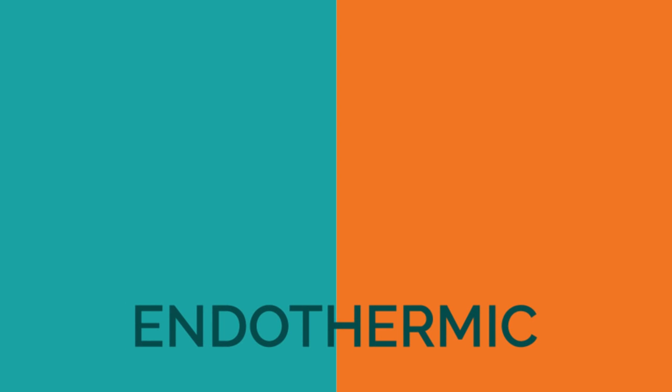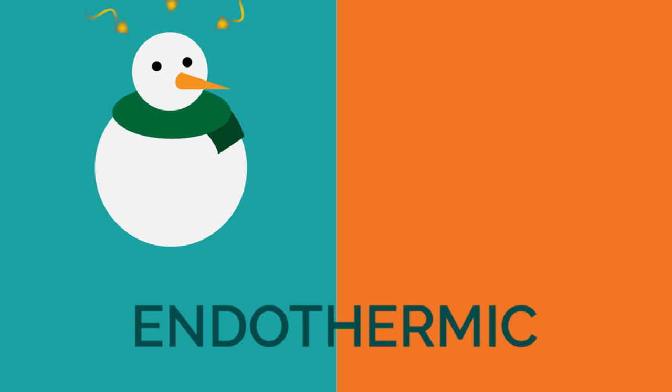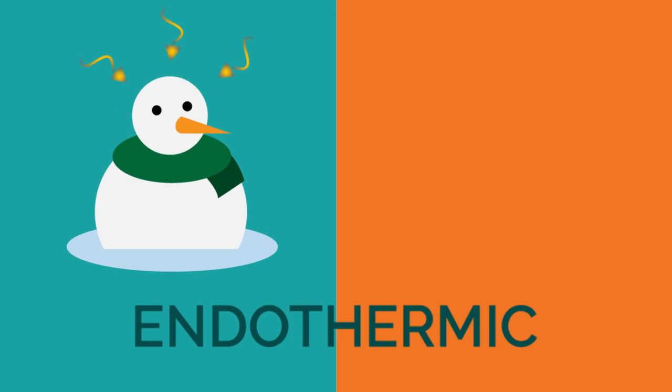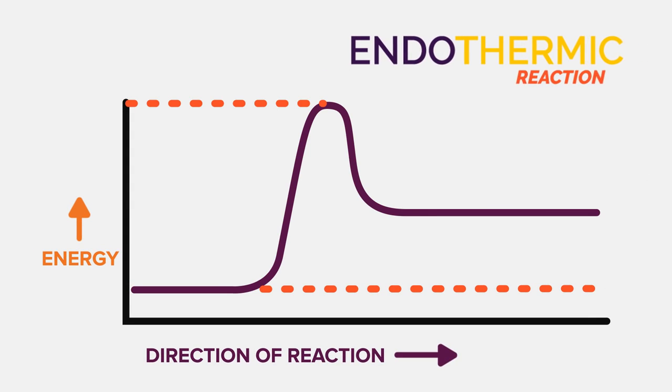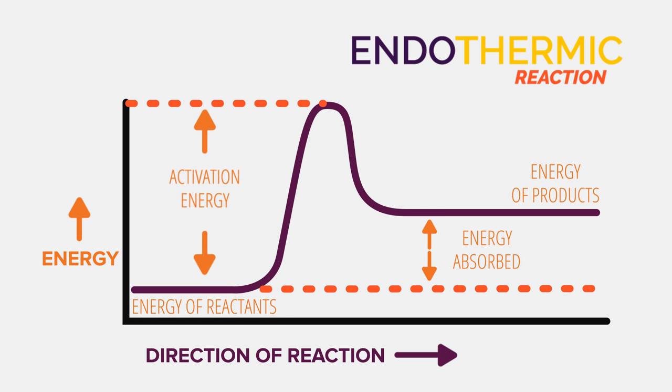Endothermic reactions can also be seen in physical processes. When something melts, it goes from a solid to a liquid. For this to happen, bonds need to be broken, and to break bonds, energy needs to be put in, like our melting snowman. Boiling is also endothermic because energy needs to be put in to break the bonds for the liquid to turn to gas. Because in endothermic reactions energy is added to the reaction, the energy of the products is higher than the energy of the reactants. And so the energy curve looks like this.